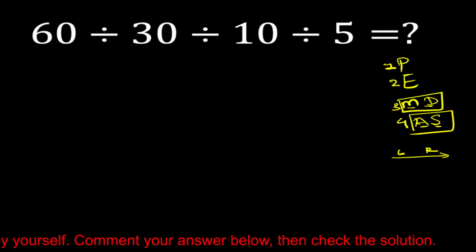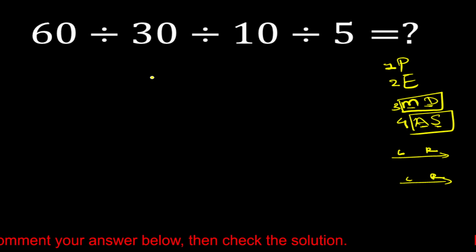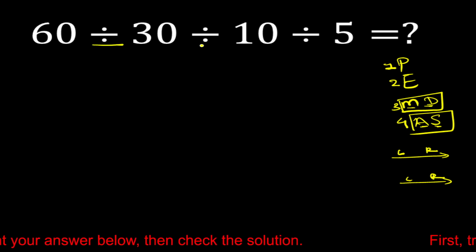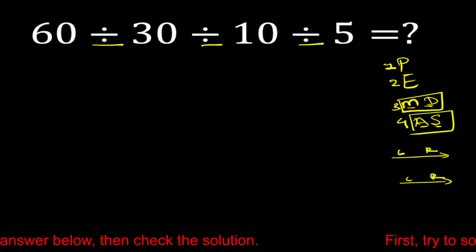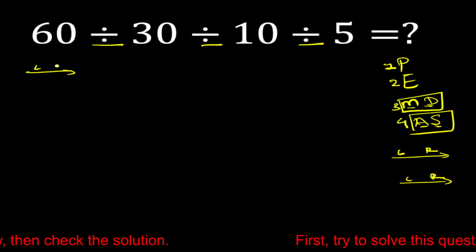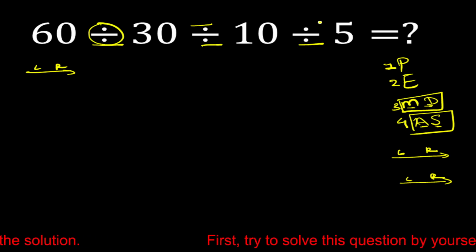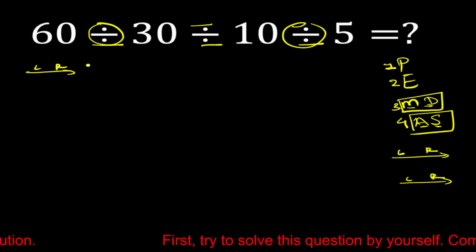And also addition and subtraction both have equal priority. So we have to solve it from left to right, okay? So here is division, and also here is division. So all have equal priority. So we have to solve it from left to right. So first we have to solve this division, then this division, and then we have to solve this division, okay?